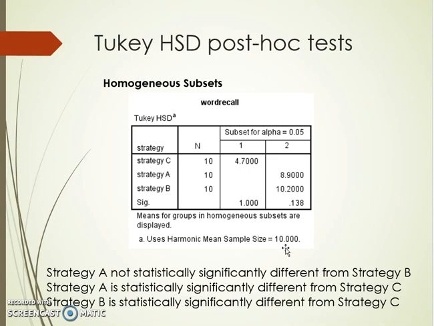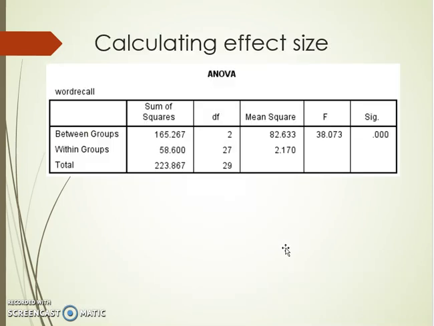So we can have the same conclusions from this homogeneous subsets table as we had before, that A is not different than B, A is different from C, and that B is different from C. So that's our overall look at that.